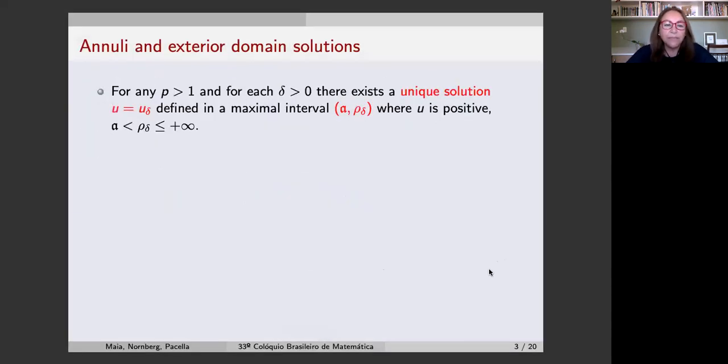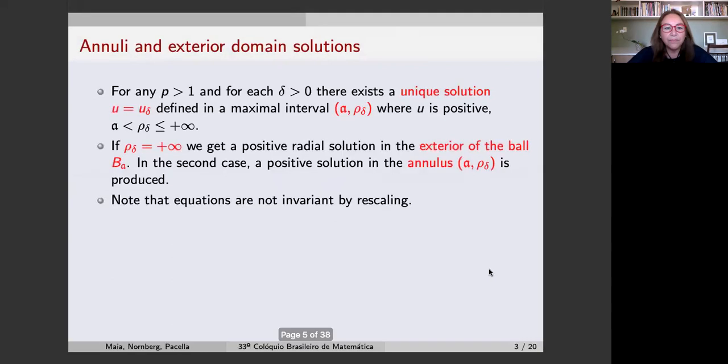For any p bigger than 1 and for each velocity delta positive, there exists a unique solution of the ODE problem, u delta, defined in the maximal interval (a, rho delta), where u is positive and rho delta is bigger than a, from the ODE theory. If rho delta is plus infinity, we get a positive solution in the exterior domain of the ball B_a. In the second case, a positive solution in the annulus (a, rho delta) is produced.